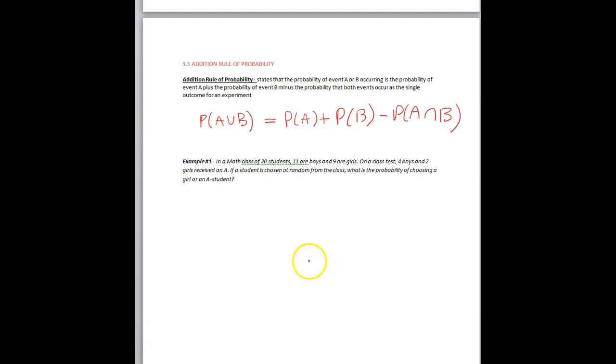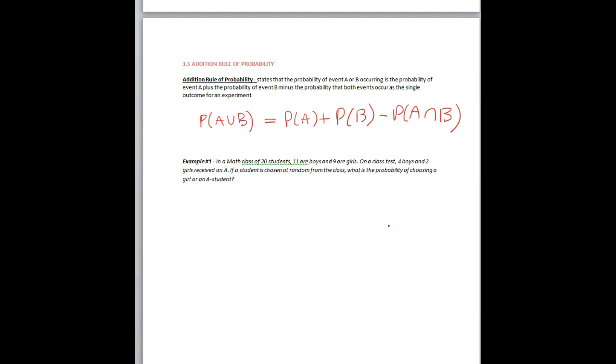Example 1. In a math class of 20 students, 11 are boys and 9 are girls. On a test, 4 boys and 2 girls received an A. If a student is chosen at random from the class, what is the probability of choosing a girl or an A student?